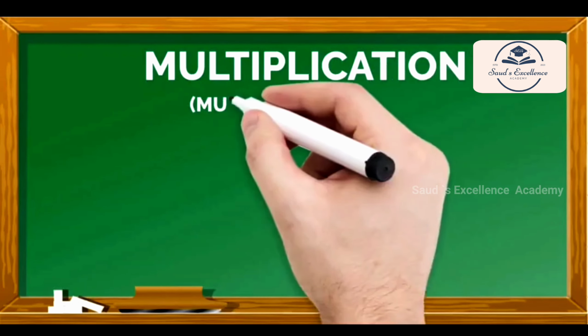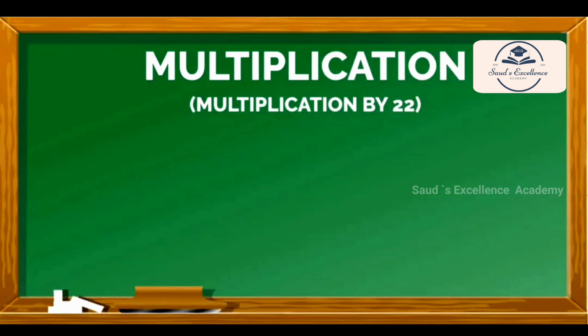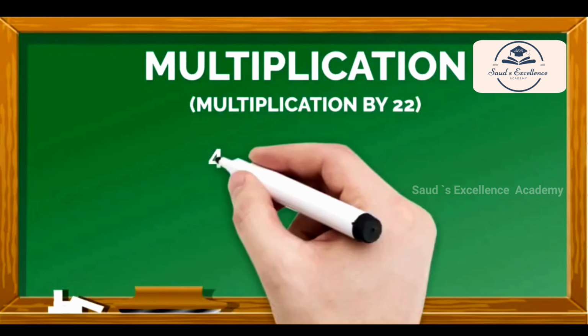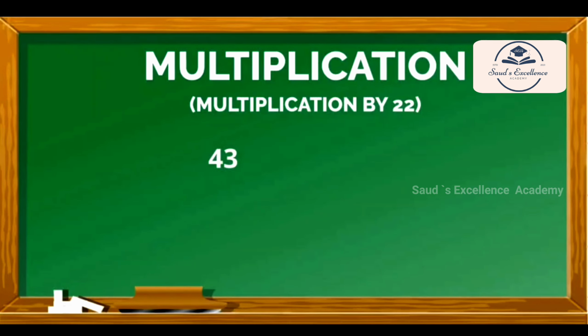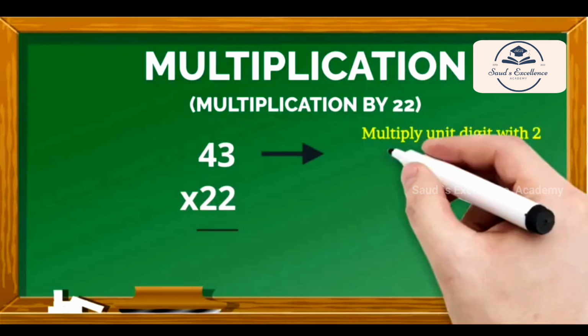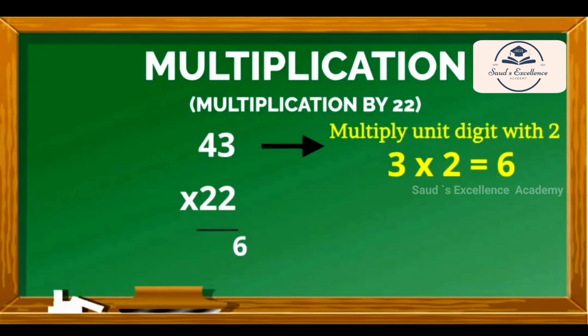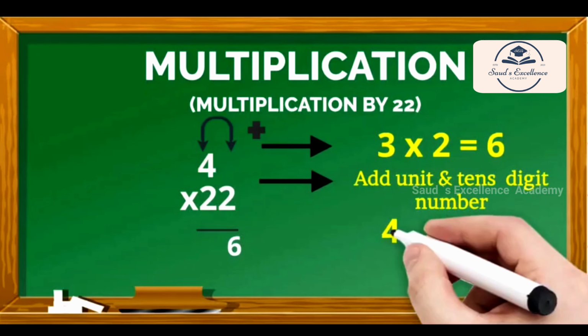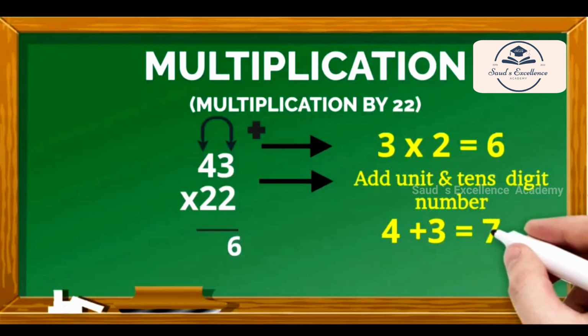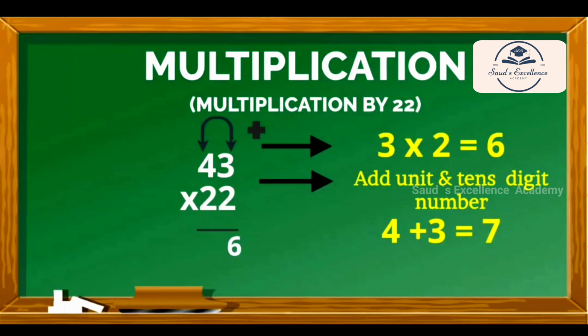Now we start with new example. Start with 43. Multiply by 22. We apply formula, make unit digit 3 to multiply with 2, get 6. And we write 6. Second step is add unit and tens digit number 4 plus 3 equal to 7.